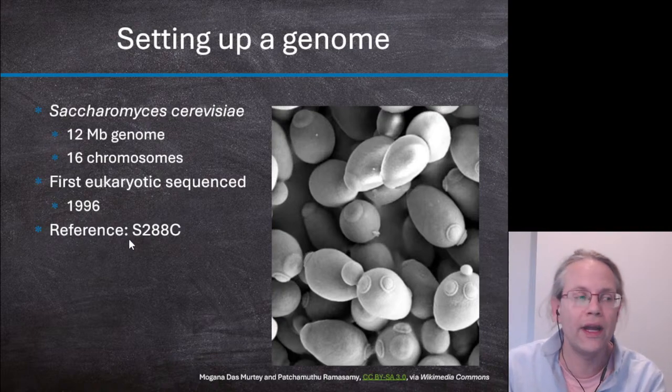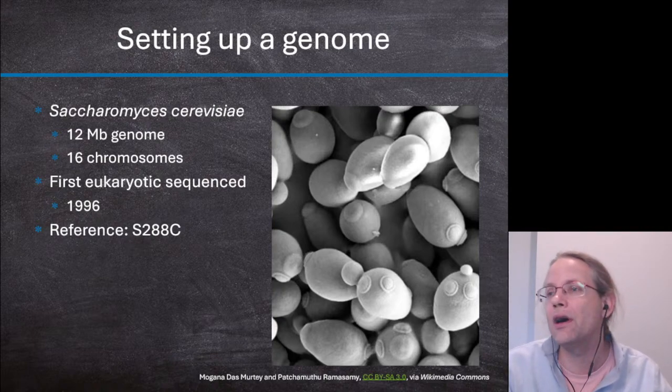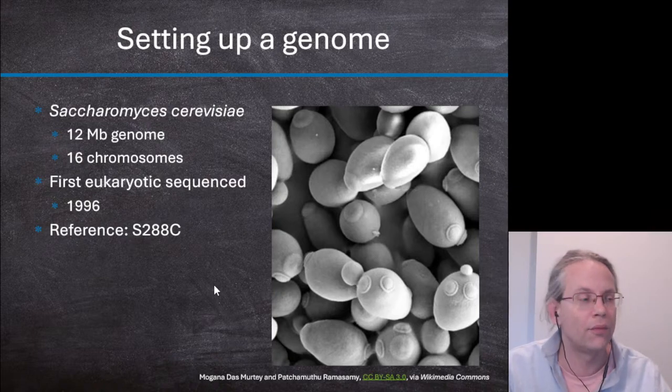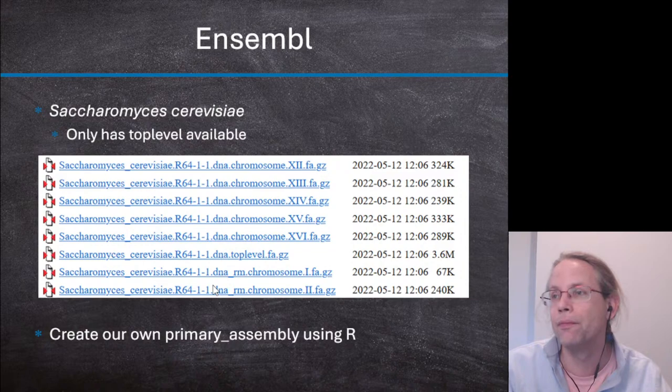And the reference strain, if you start looking at Ensembl, you can figure out that the reference strain is a specific strain of baker's yeast, which is S288C. So just a picture of how it looks. You see the yeast, and you see the new yeast budding off, and that's the way that it reproduces.